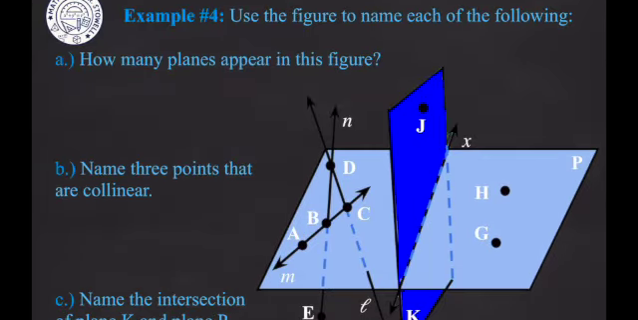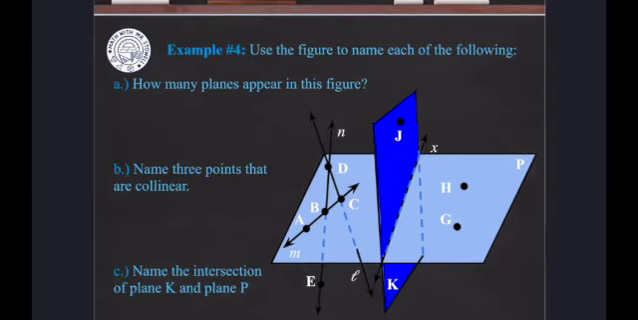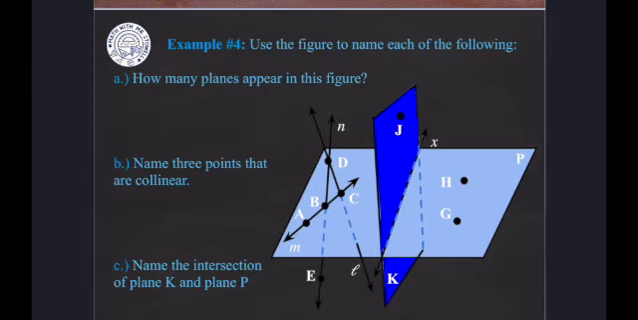Moving on. Example 4. Ooh, we have a nice picture here. Use a figure to name each of the following. How many planes appear in this figure? That's part A. Well, let's look at this. We have plane P. We have plane K, which is this plane right here. We have this plane. So that's 2.